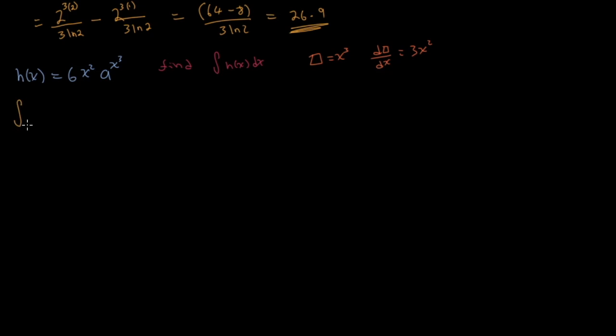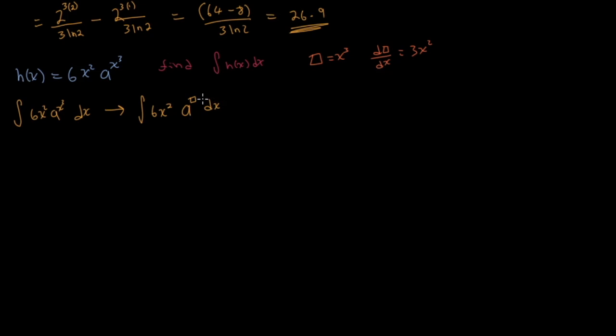So we write our integral sign here. Okay, so this is what we're asked to find: 6x squared times a to the x cubed dx. And now we want to substitute our placeholders in, because we want to get into that correct form. So we're going to have 6 times x squared times a to our box, dx.